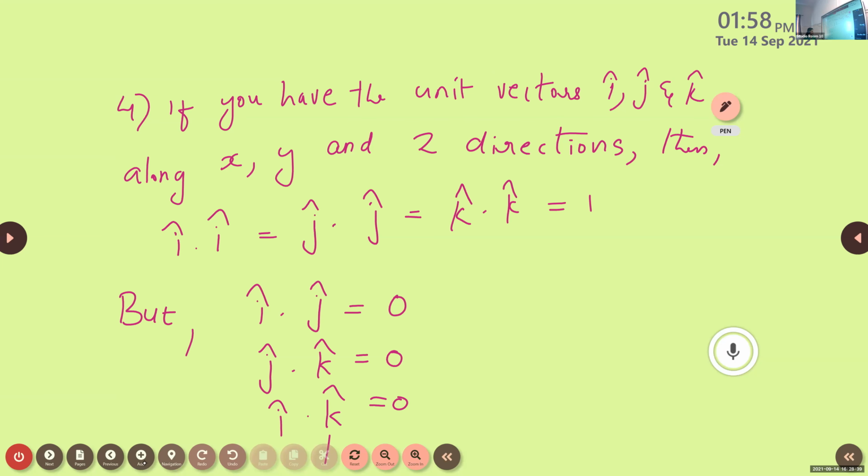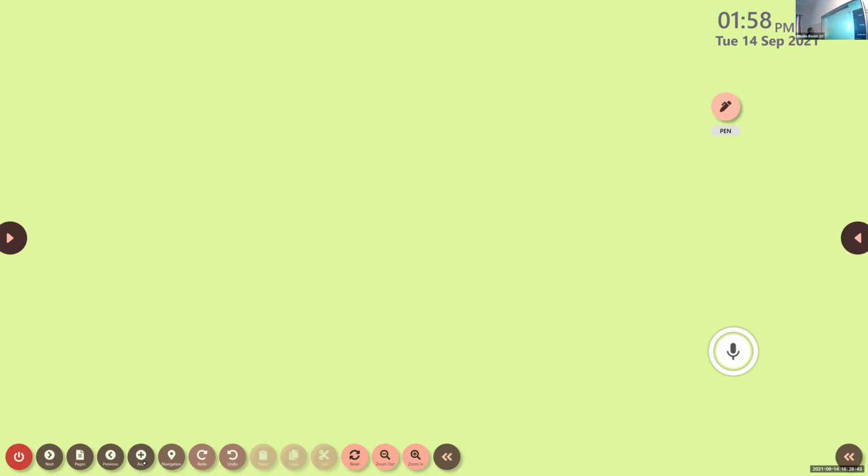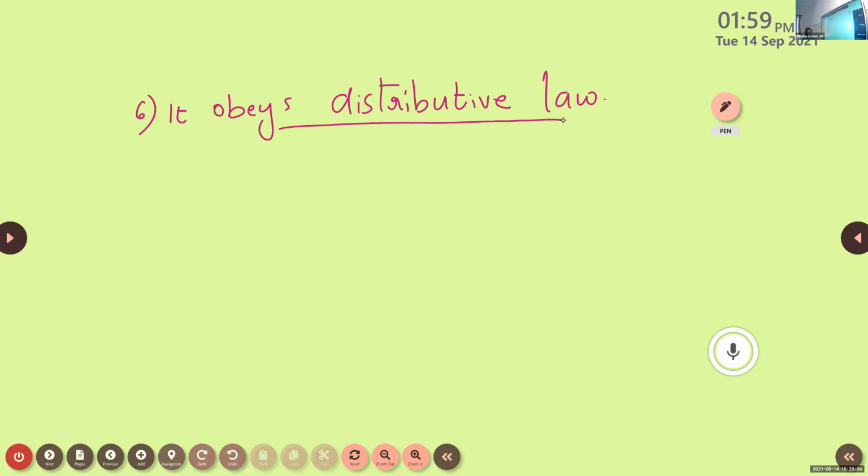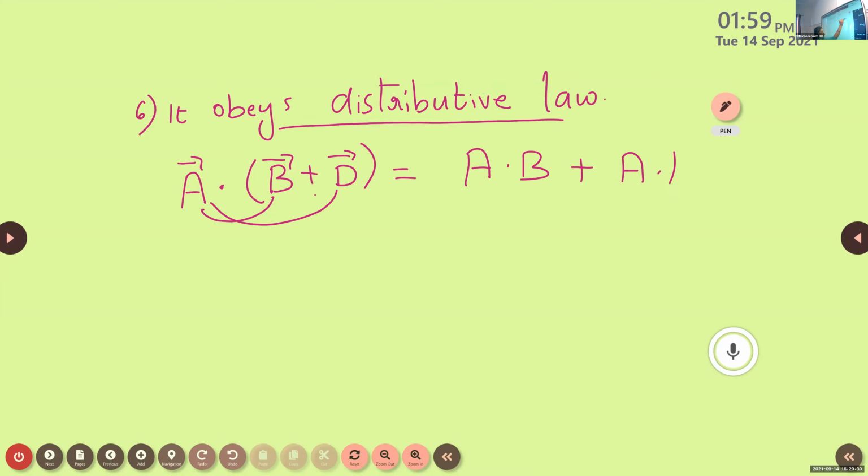The last characteristic of the dot product, or scalar product, is that it obeys the distributive law, as in basic mathematics. That is, vector A dot the sum of any other two vectors, vector B plus vector D, is equal to A dot B plus A dot D. Same as in mathematics. Vector A dot (vector B plus vector D) is equal to A dot B plus A dot D.